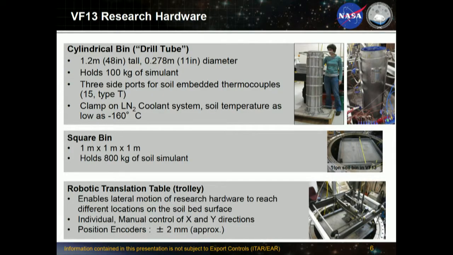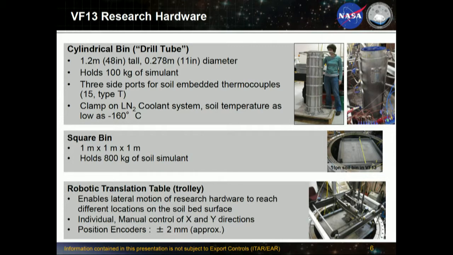For RP, we're using this cylindrical soil bin, 1.2 meters tall. It holds about 100 kilograms of simulant. We're using LHT simulant for these tests. It's got a clamp-on cold shell to chill it.